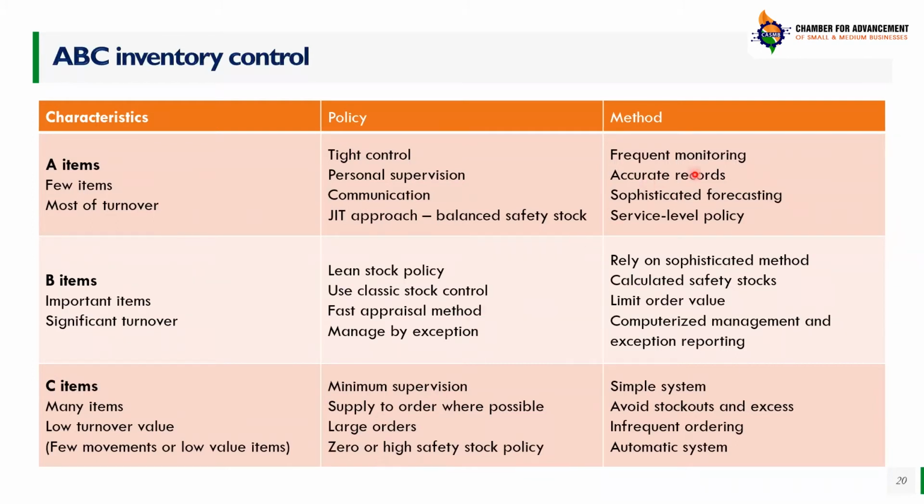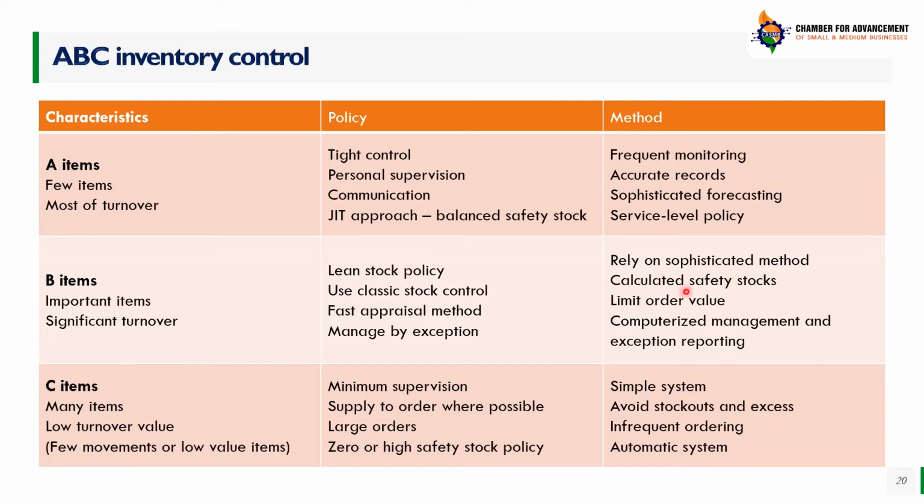Then the method: frequent monitoring is required for class A items, and accurate records are to be maintained because higher cost is associated with them. That's why you should have accurate records of all those things. And sophisticated forecasting, because if forecasting goes wrong, then since higher cost is associated with it, your entire planning will go wrong.